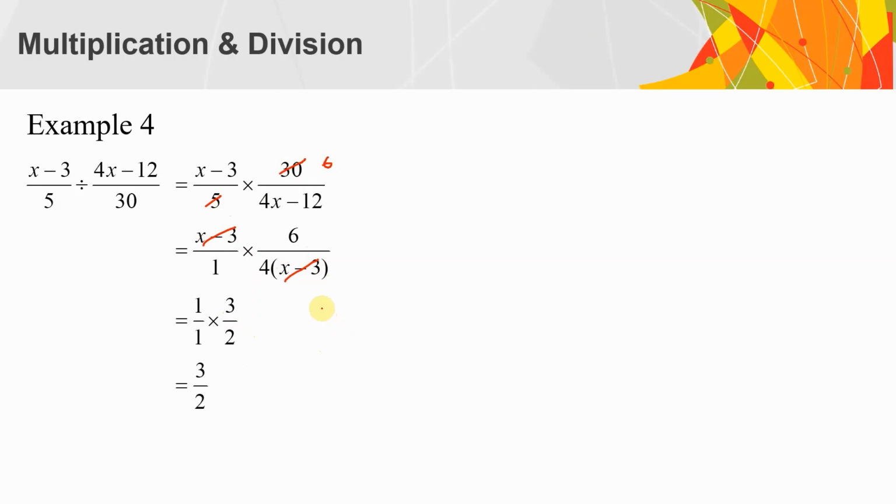So just remember, when we simplify fractions, first it must be in multiplication form. We can simplify it vertically or diagonally. And for division, we must invert the fraction at the back. So that's all for this lesson on multiplying and dividing algebraic fractions.